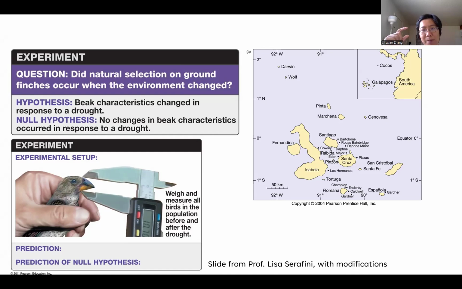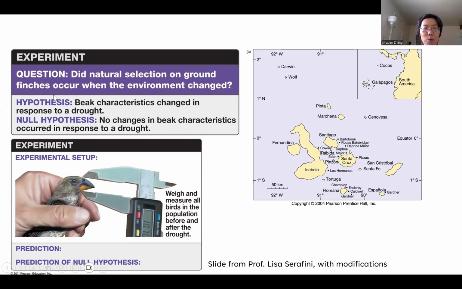So the beak shape would change because birds with beaks that are better adapted to eat the food source that still survives throughout the drought are going to do better because they're going to be able to eat more. And so if they do better, then they can lay more eggs and give rise to more offspring. The null hypothesis.